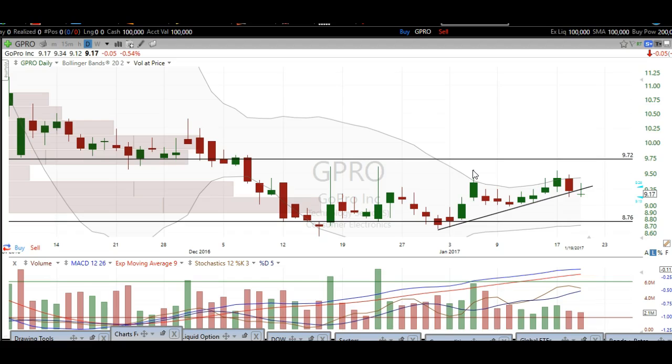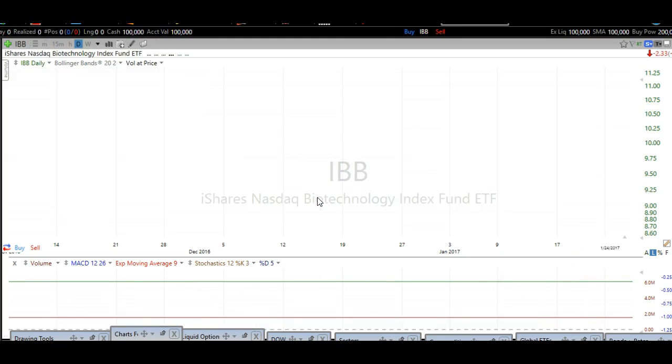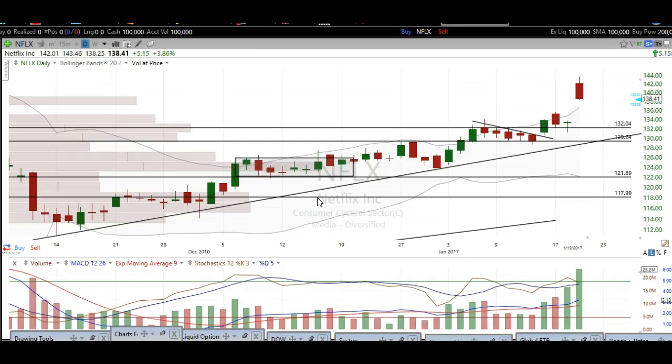So I do think that eventually it's going to get tested, and that's 972 based off of this previous support. You can see as big time support. We broke that and then broke down, but we haven't quite tested it yet, so that's going to be a big resistance above us. The next one we're going to take a look at is Netflix.